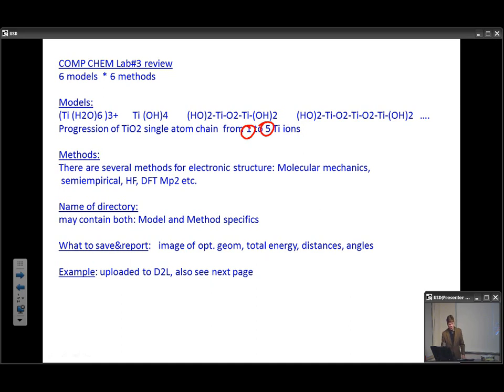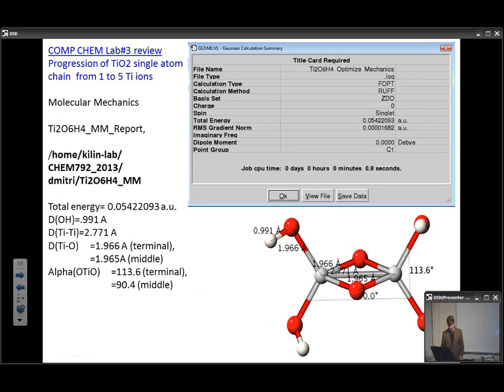And since we are going to try the same model with different methods, it's a good idea to think ahead and maybe arrange several directories for models and then duplicate them, with the same model and a different method. For the first attempt, we were doing just molecular mechanics, the simplest way, and we were recording the optimized geometry image, total energy, distances, angles. And here is an example for one of those models.